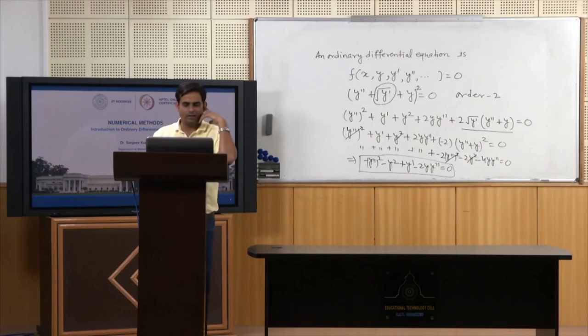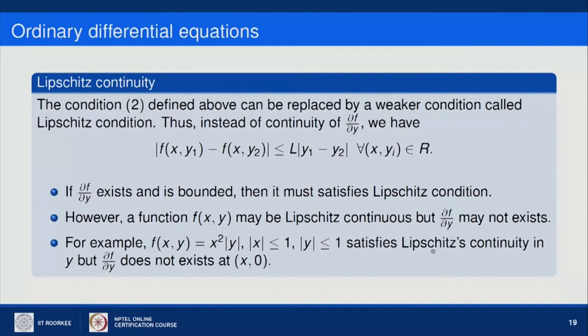For example, if you take f equals x square into mod y, where mod of x is less than or equal to 1 and mod of y is less than or equal to 1 is the domain, this particular function satisfies the Lipschitz condition in this particular rectangular domain. However, the function does not have a partial derivative with respect to y, that is, del f over del y does not exist at y equals 0.